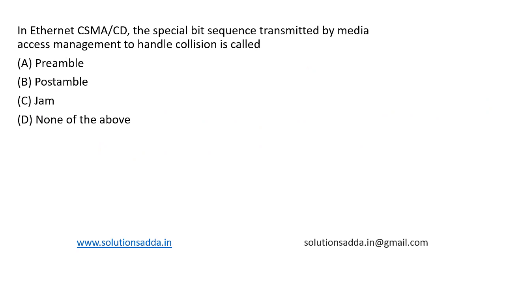This is a question from computer networks. In Ethernet CSMA/CD, the special bit sequence transmitted by the media access management to handle collision is called preamble, postamble, jam, none of the above. When a collision condition is detected in Ethernet CSMA/CD, the station stops transmitting the ongoing frame, transmits a jam signal, and then waits for a random time interval before trying to resend the frame. Therefore, the special bit sequence transmitted by media access management to handle collision is called jam signal. So the correct answer here is option C, jam.